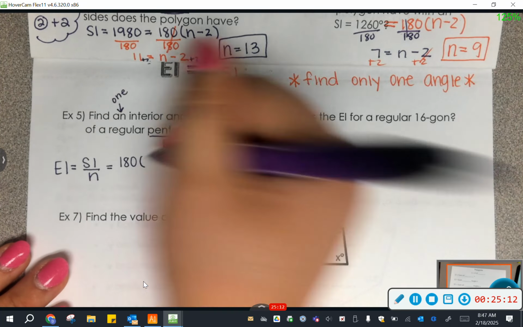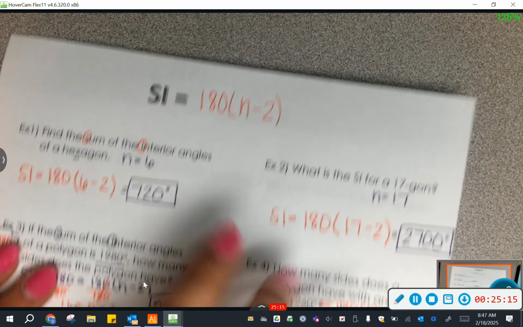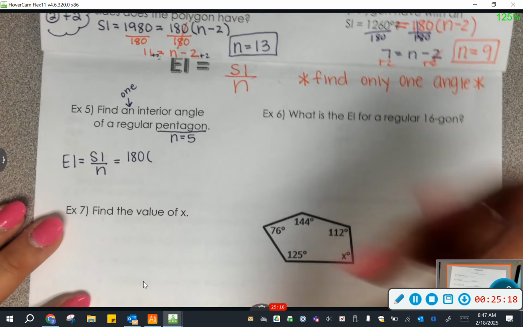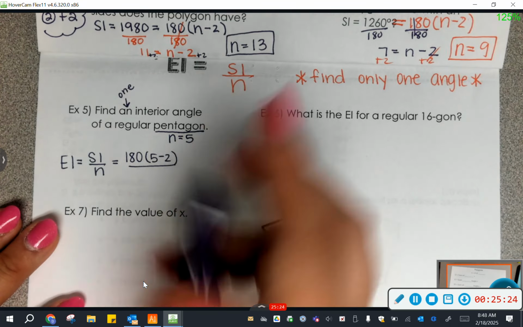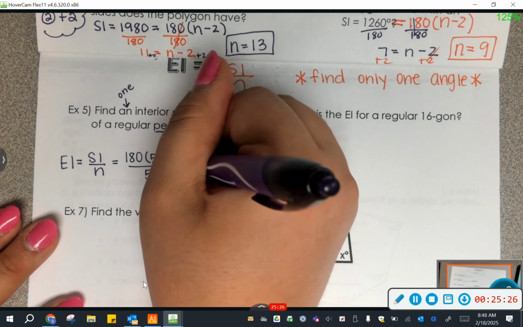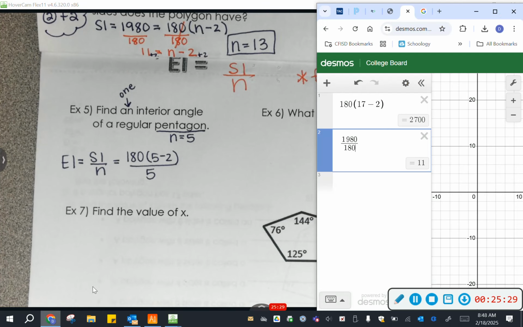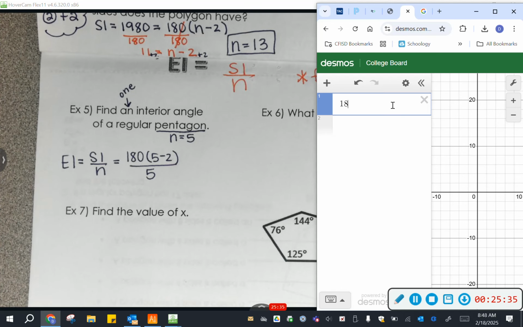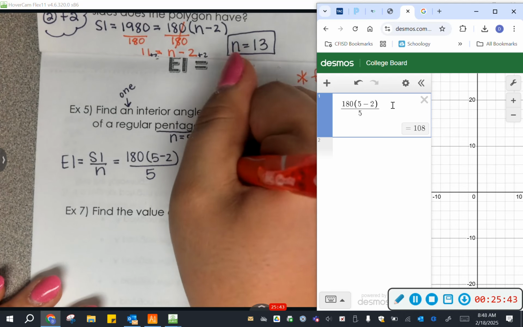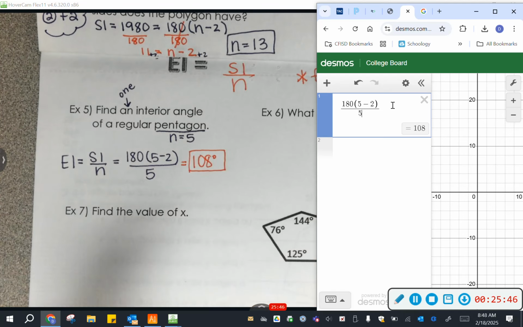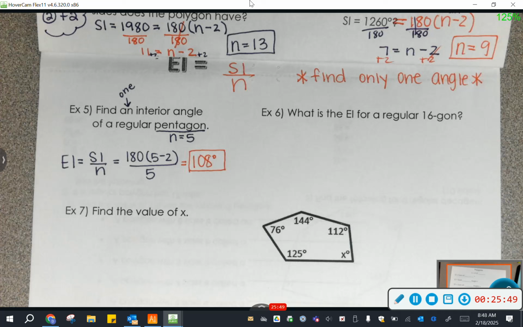180 times n minus 2. What's my n? 180 times 5 minus 2, divided by, what's n? 5. Put that in the calculator. I'm going to do 180, 5 minus 2, divided by 5. What's my answer? So one angle in a pentagon is 108 degrees. I want you to do example 6. Go.